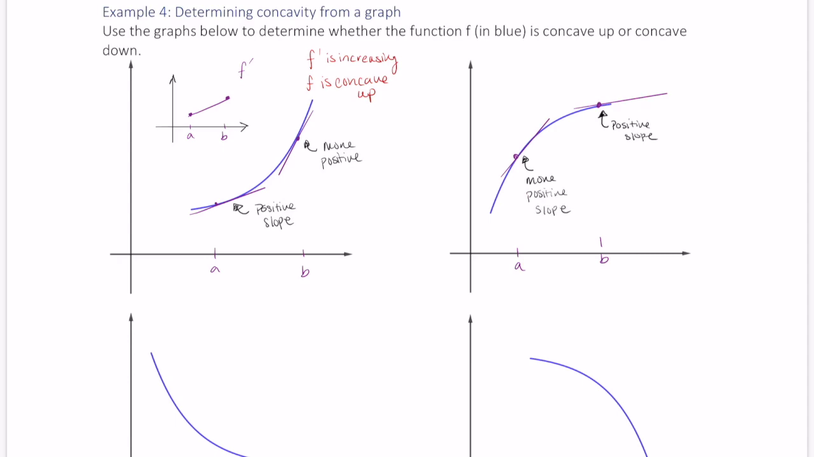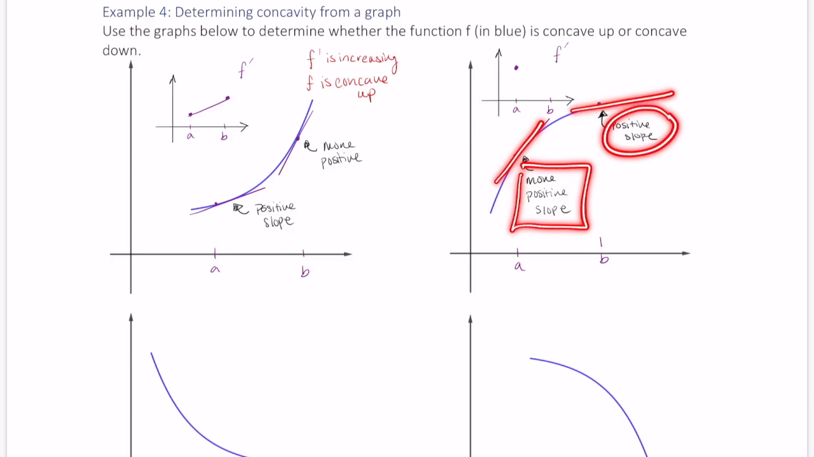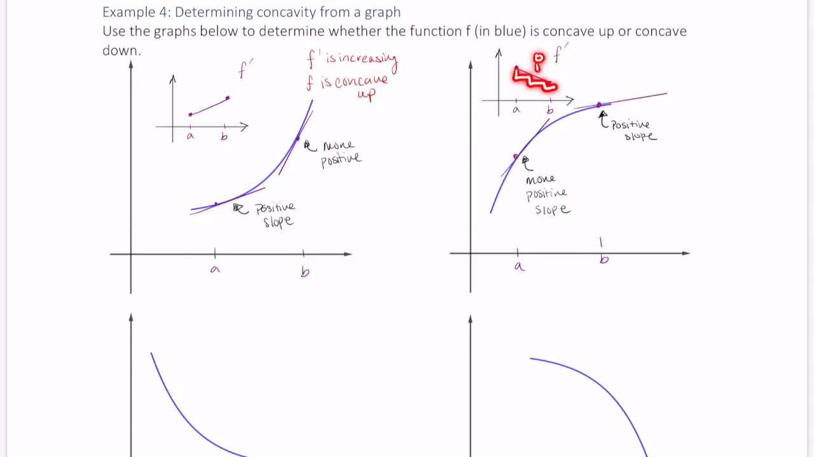Now that we've seen that, we can sketch a little picture of f prime again. At x equals A, we have a positive slope. And then at B, our slope is still positive, but notice the slope at A is more positive. The slope of this line is larger than the slope of this line. So at B, we can draw our point here. Between A and B, f prime looks like that. This is decreasing since now we're walking downhill on these steps. So since f prime is decreasing, f is concave up.